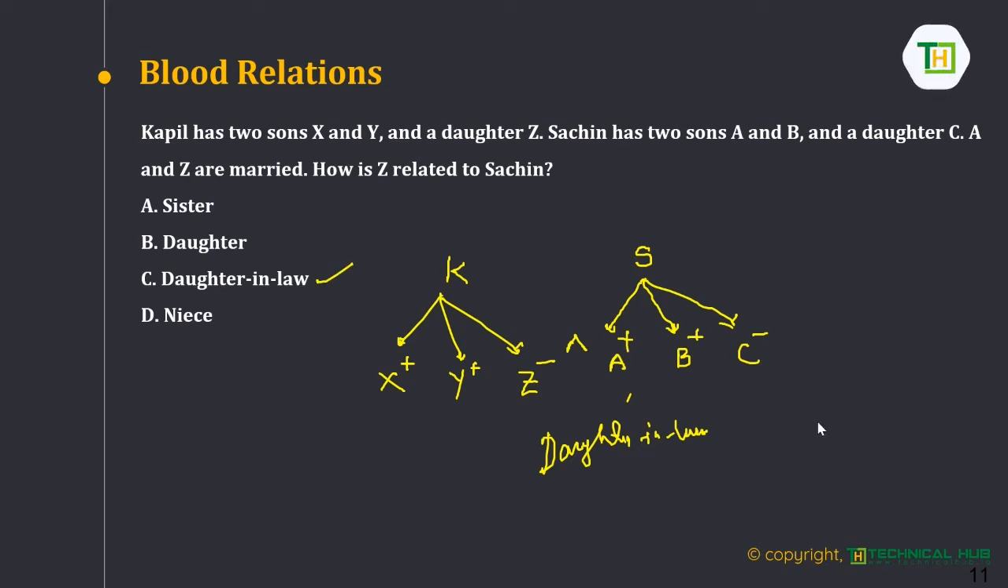Okay. How many students gave the right answer? Yes, daughter-in-law is the right answer. Good, very good. Remaining students, good, very good. And move on to the next one.